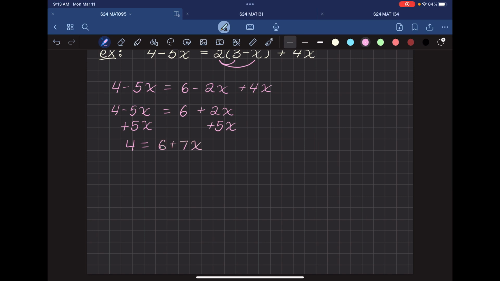And then again, we have a two-step equation to solve. So I can subtract 6 from both sides. I get negative 2 is equal to 7x. And I can divide out by my coefficient of 7. So I end up getting x is equal to negative 2/7.